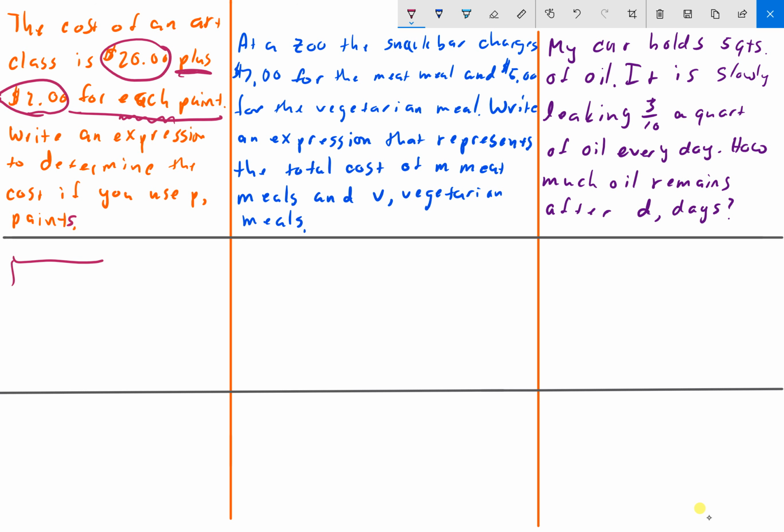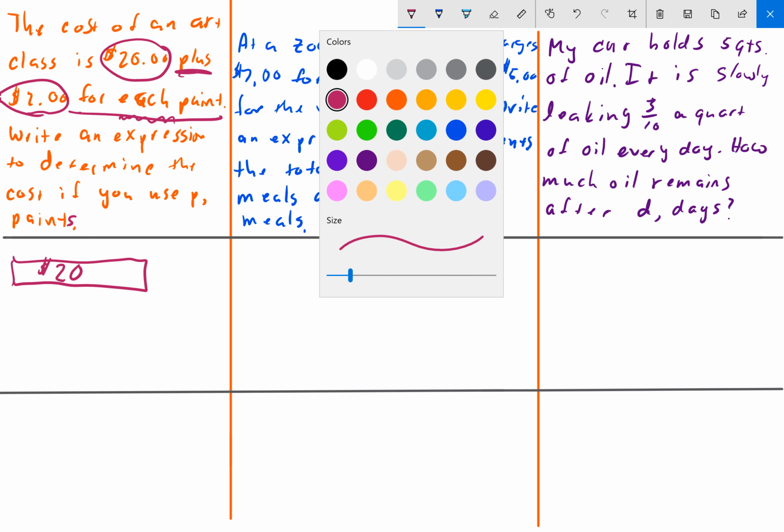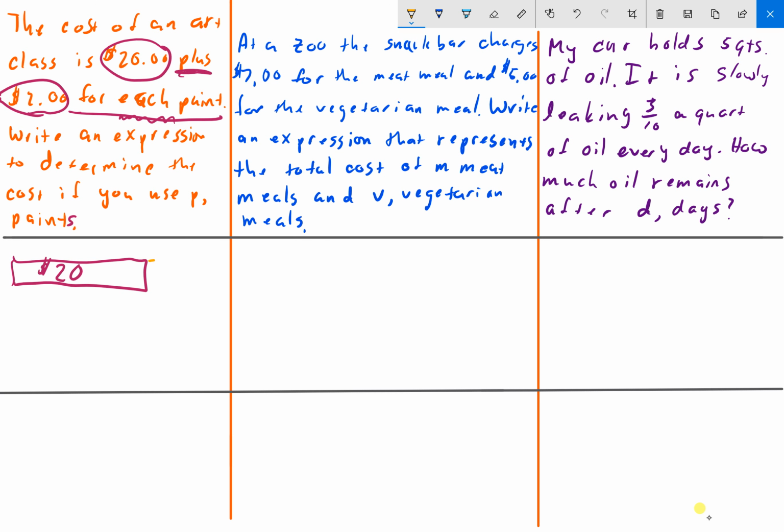So what's happening here? I like to draw pictures for everything, and I know that sometimes people think that's kind of funny, but it is what it is. So it says the cost of an art class is $20. So here's my art class, and it just cost me $20. Now it also says plus, which means I have to add on for every paint I use. Well, here's $2, and here's $2, and here's $2. Now I don't know how many paints I'm going to use. Maybe I'm going to use 4 paints. Maybe I'm going to use 400.